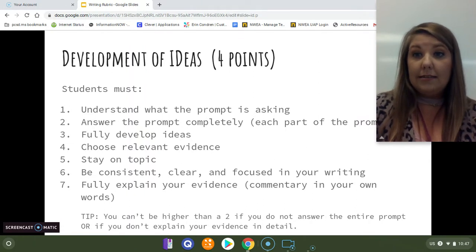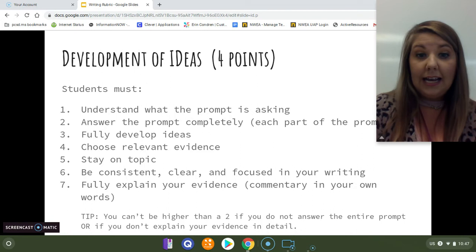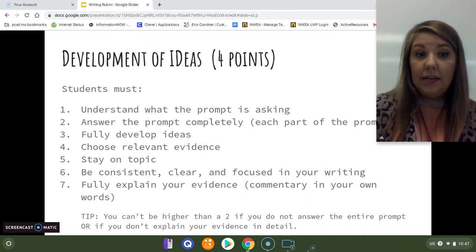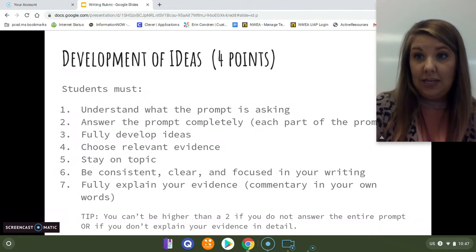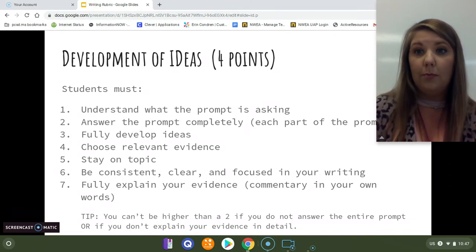Your commentary is in your own words. Let me give you a tip. You will never be higher than a 2 if you do not answer the entire prompt. You will also never be higher than a 2 if you do not explain your evidence in detail. You have to tell why you chose that evidence and why that is good evidence and how it pertains to the question. That is how you get your 4 points in development of ideas.